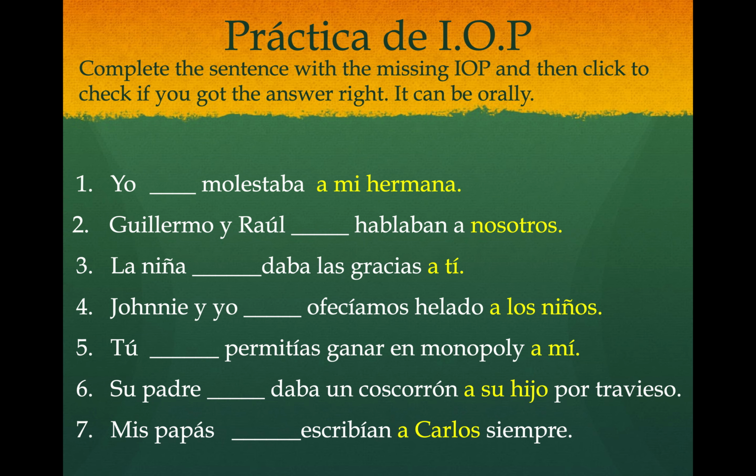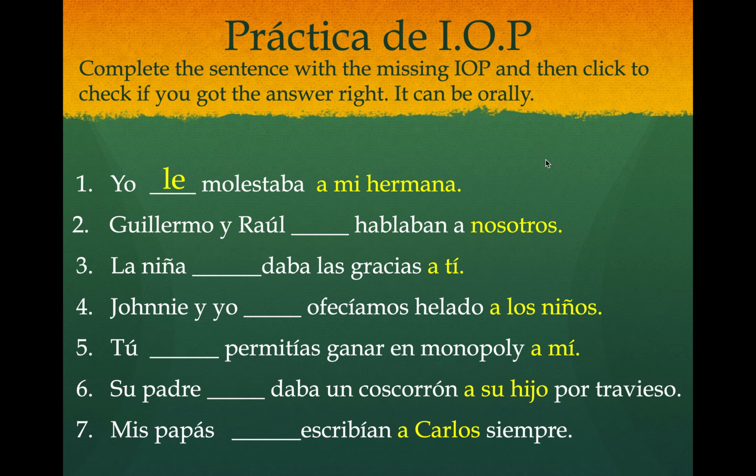And your answer is le, is correct. And we know it's le because you found the letter A plus a noun or a pronoun, in this case, to my sister, which is singular. That's why it's le.